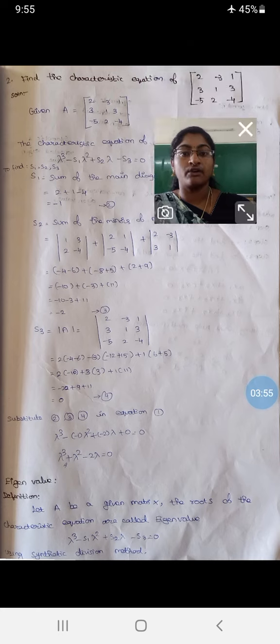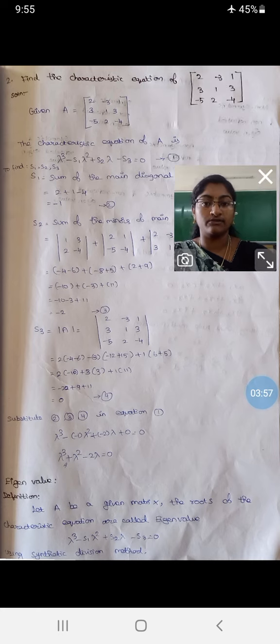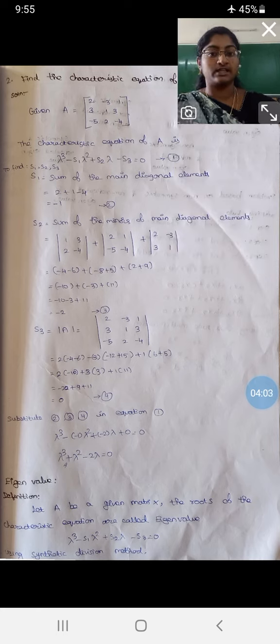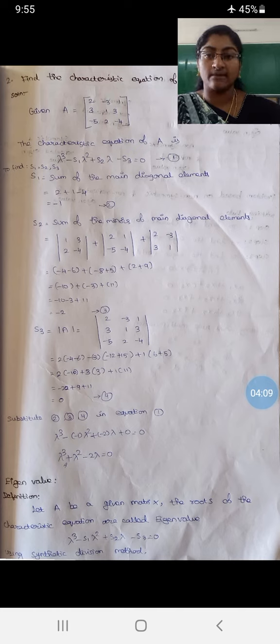Here find the characteristic equation of the given matrix. Write the given matrix as it is in your solutions. So the characteristic equation of A is, this is the formula for a 3 by 3 matrix. See here: lambda cube minus S1 lambda square plus S2 lambda minus S3 equal to 0. Mark this as first equation. In this we have to find the values of S1, S2 and S3.